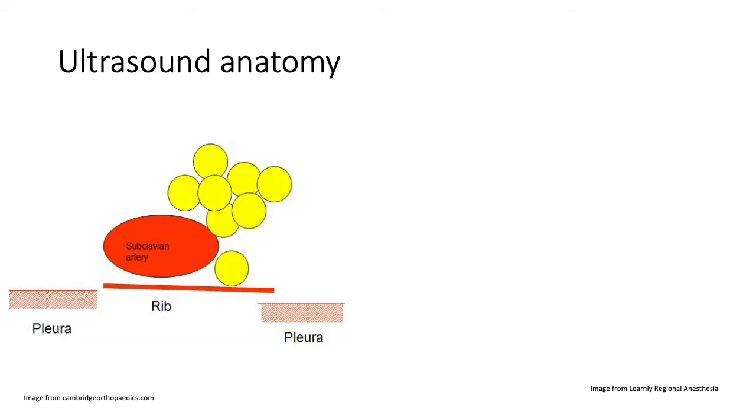Let's go over how the ultrasound anatomy looks. Here's a drawing of what the supraclavicular fossa looks like under ultrasound. The subclavian artery and the brachial plexus lie above the first rib. The brachial plexus is located lateral to the subclavian artery and appears as dark round structures like a bunch of grapes under ultrasound. Keep in mind that the lung, labeled here as the pleura, is also next to the rib and is hyperechoic, meaning bright. You may also see lung sliding.